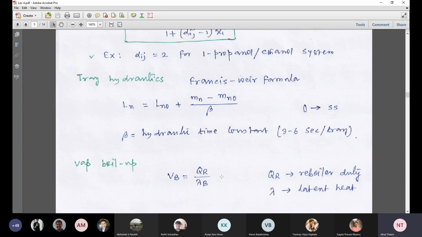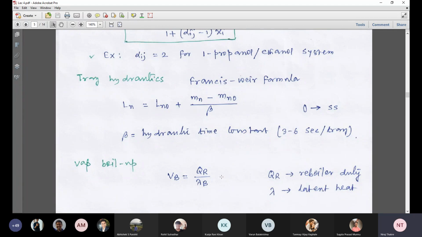See, let me put the hint this way. There are two types of heat. One is sensible heat, another one is latent heat. Sensible heat we calculate by MCP delta T. Agree? What about latent heat? How we can calculate that? M into lambda.